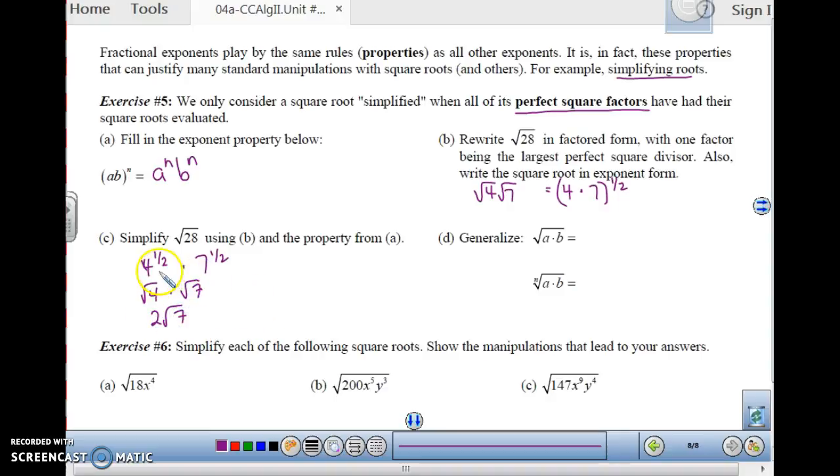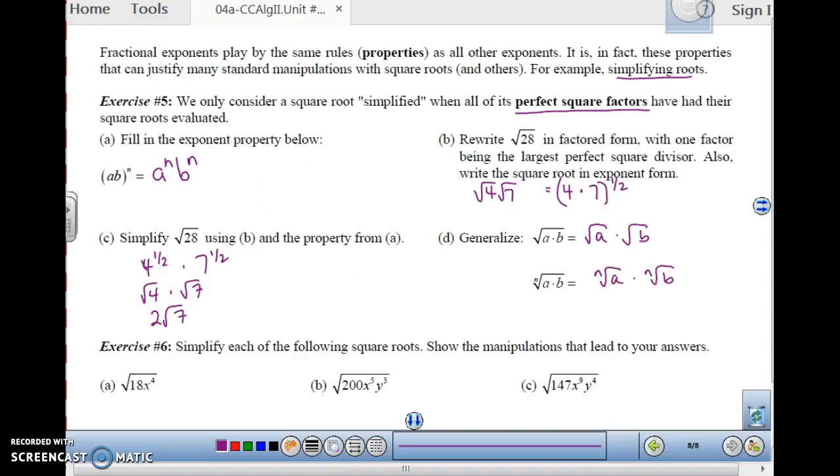So you can do it both with exponents, or you can do it with radicals. So if you want to generalize that rule, the square root of a times b is the square root of a times the square root of b. That's why we can split it into 4 times 7. All right, so the nth root of a times b can be the nth root of a times the nth root of b. So you can split it up into separate ones.